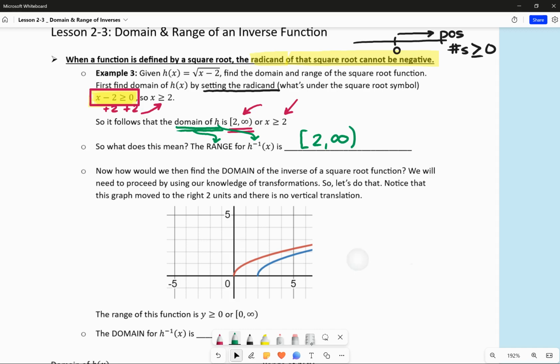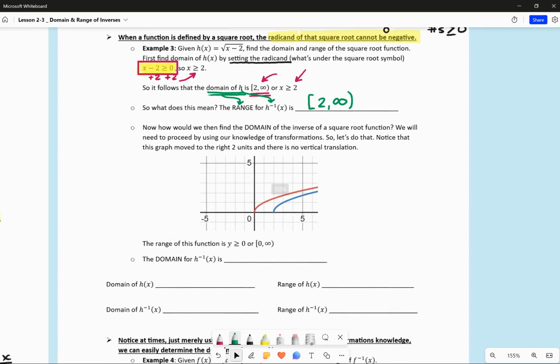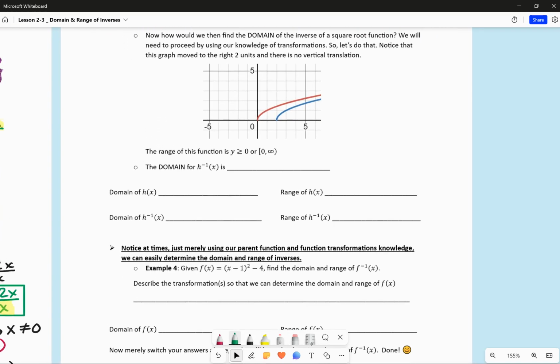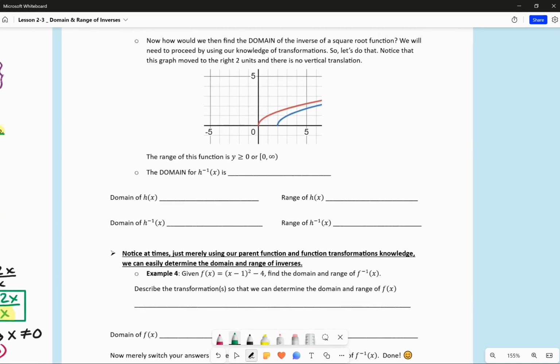So scrolling down here, we found that the domain of H went from 2 to infinity, because we took the radicand and set it greater than or equal to 0. Therefore, the range of the inverse also has to be 2 to infinity because of the switch. Okay? Now, we need to either find this one or this one.